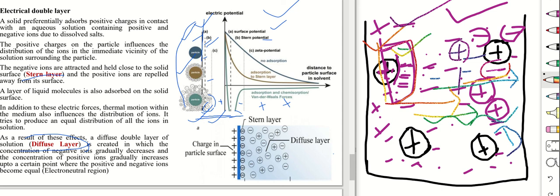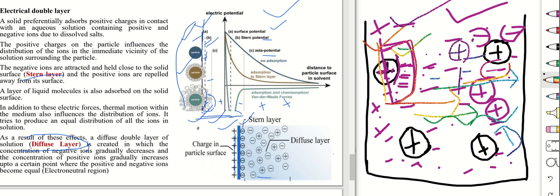So here we are able to see a surface potential and the Stern potential, the tightly bound layer. The next immediate layer is where we see the zeta potential, which is really very important in deciding the stability. Now let's consider this diagram. This particle surface is positively charged, and it adsorbs the negative ions. This is the surface potential, and that tightly bound layer is known as the Stern layer.